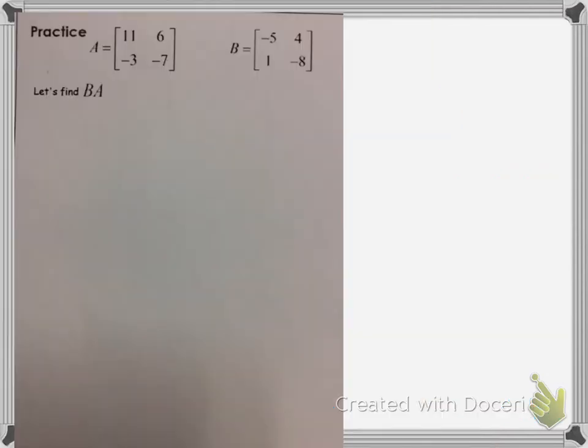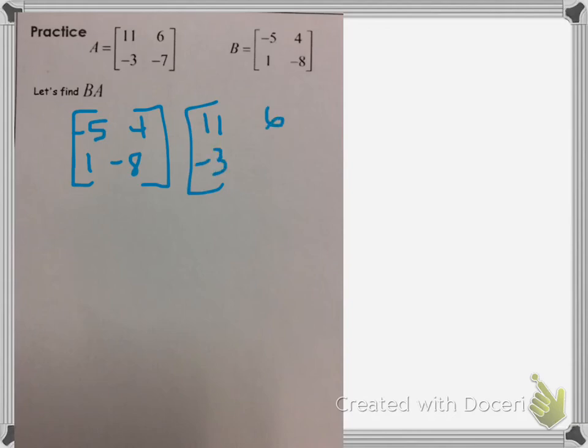So this one says find B times A. Again, you guys, it's directional. It matters. So I have to write B first. I'd have 5 and 4, 1 and negative 8. And then I would have to multiply that by 11, 6, negative 3, and negative 7.